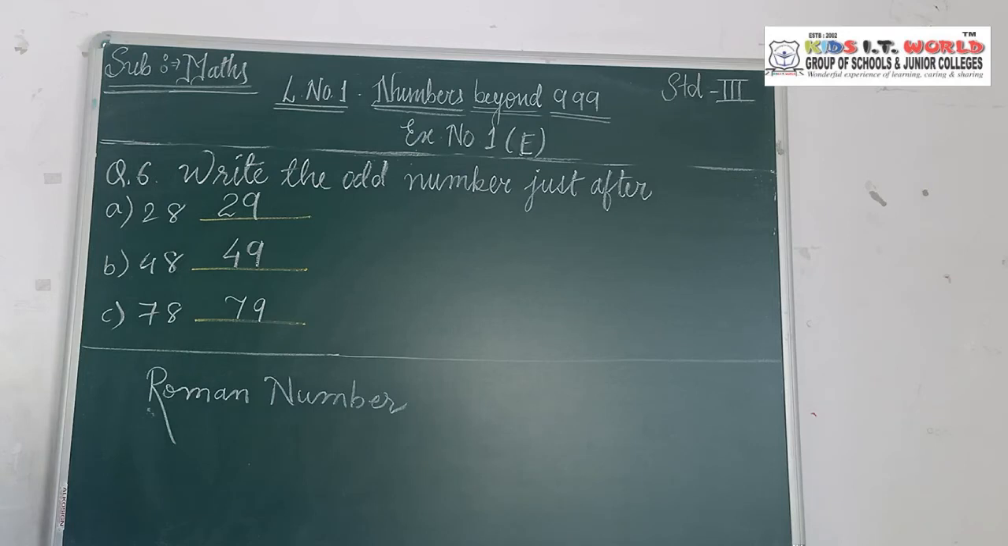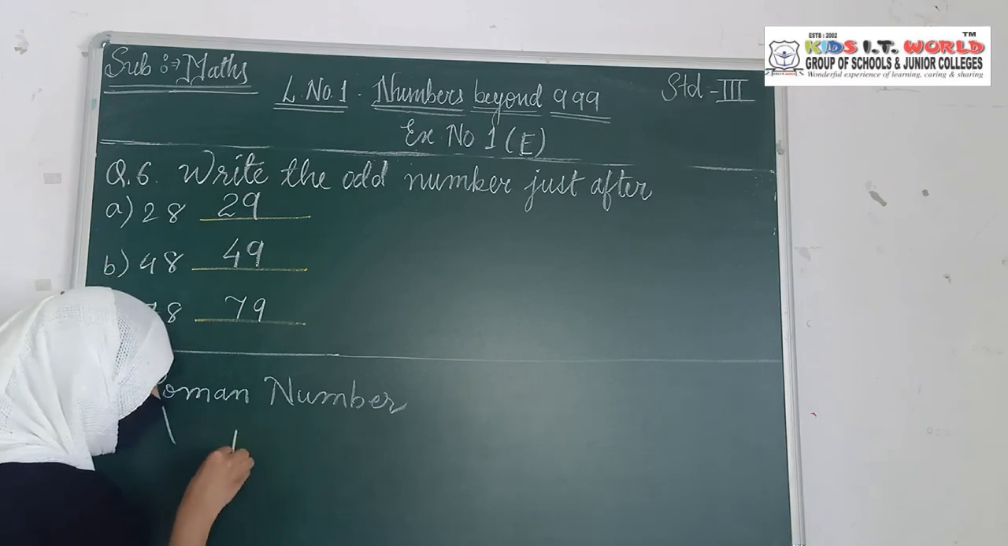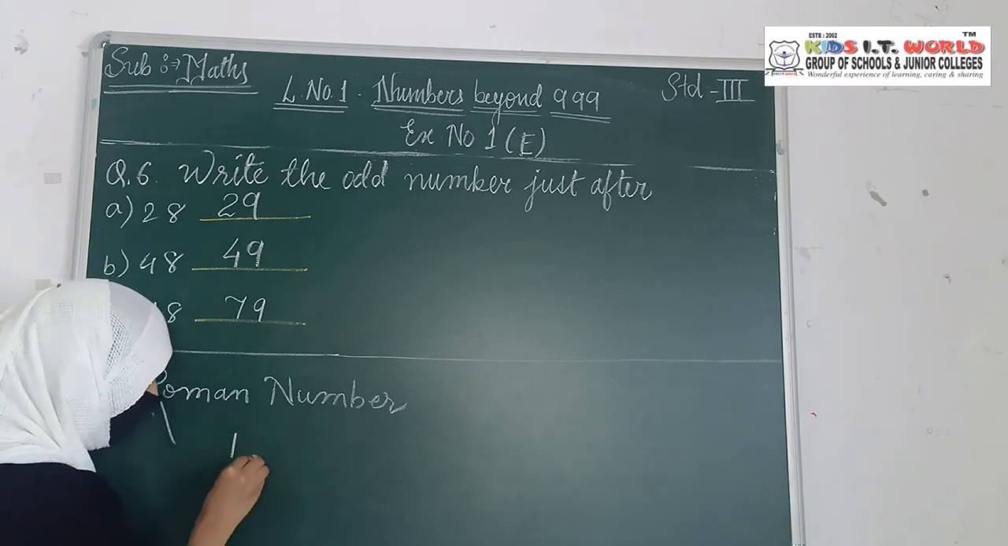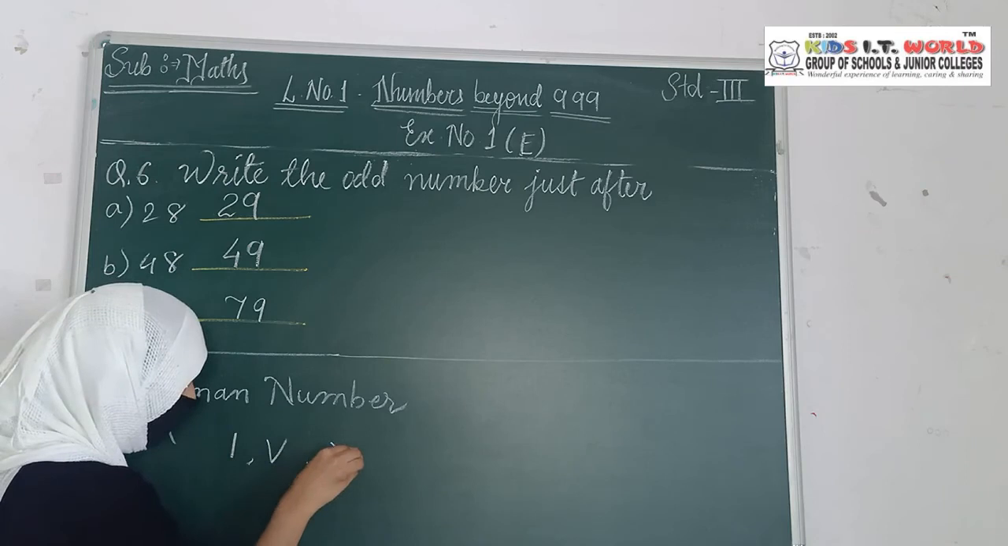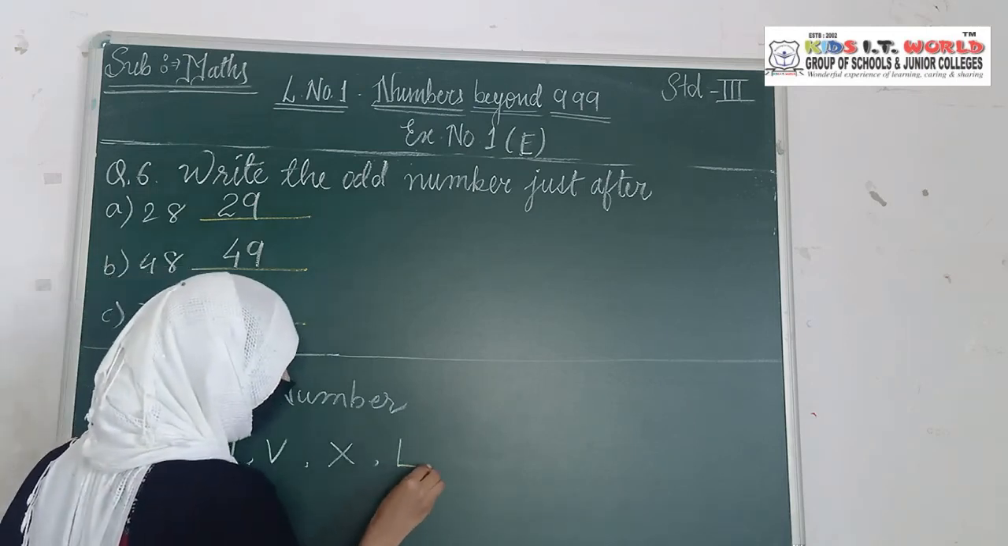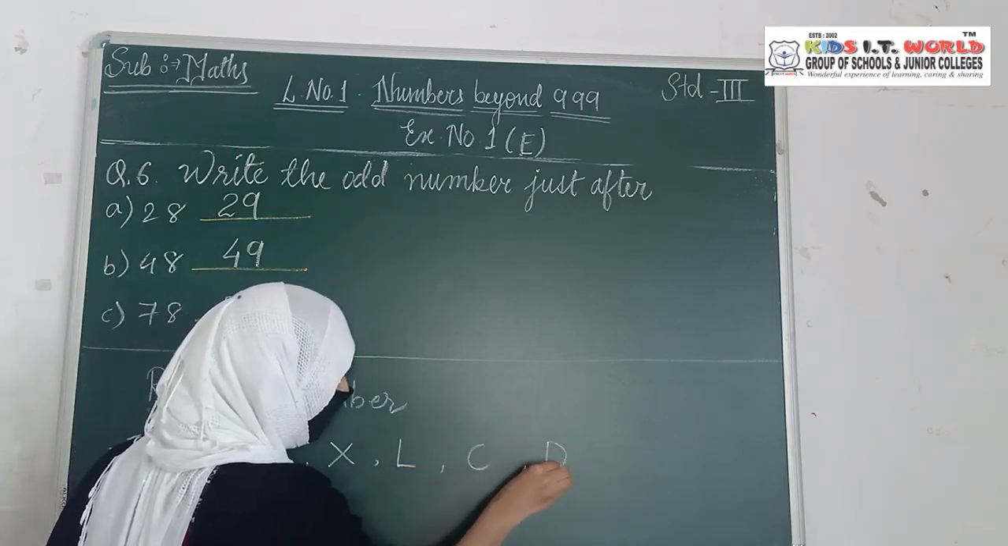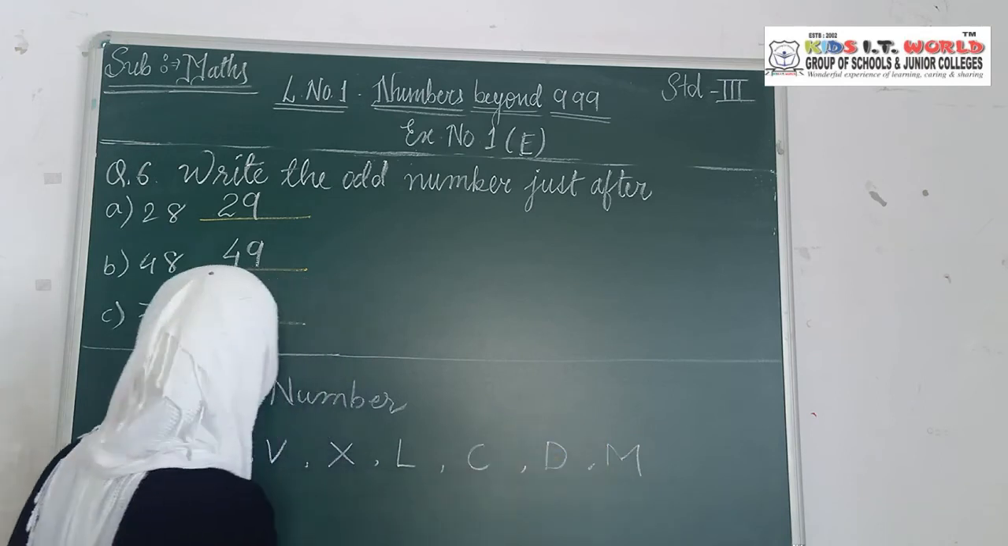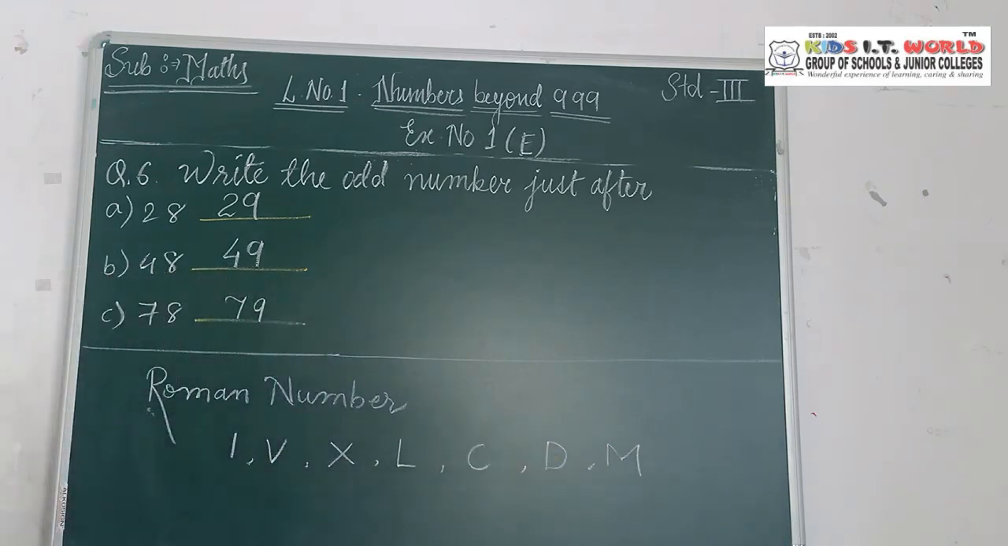Now the next topic is about Roman numerals or Roman numbers. In the Roman numeral system there are 7 basic symbols. If you learn these 7 basic symbols, that is I, V, X, L, C, D and M. These are the 7 basic symbols which are used in the Roman numbers.